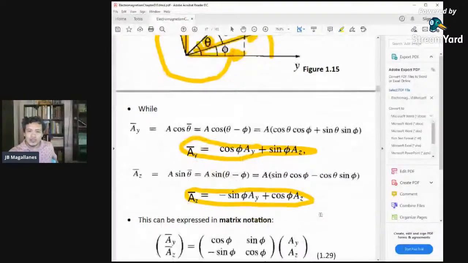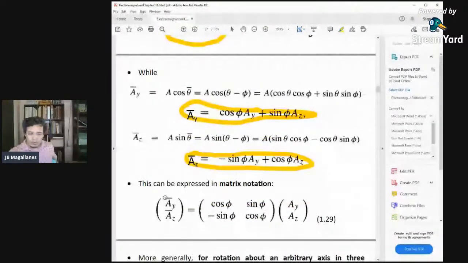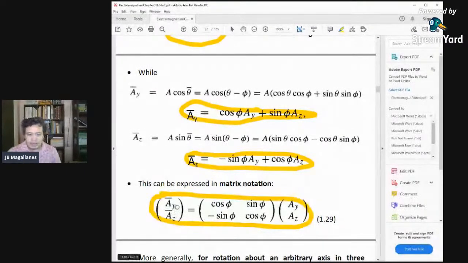So you can write this in matrix form. In your algebra, you have done this. So AY bar would just be equal to, if you multiply this column to this row, AY times cosine phi and AZ times sine phi, that would just be this one. And this one, AY times negative sine phi and AZ times cosine phi. So that would be that one.